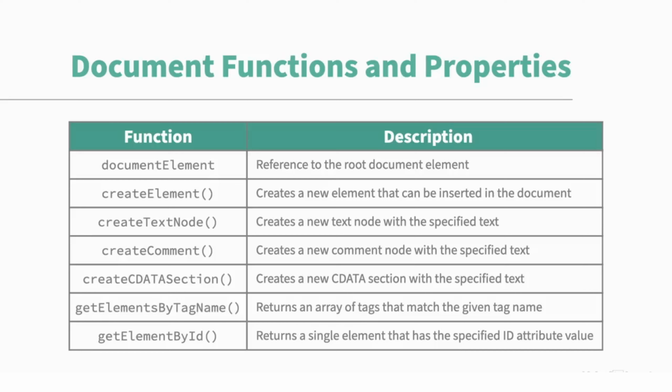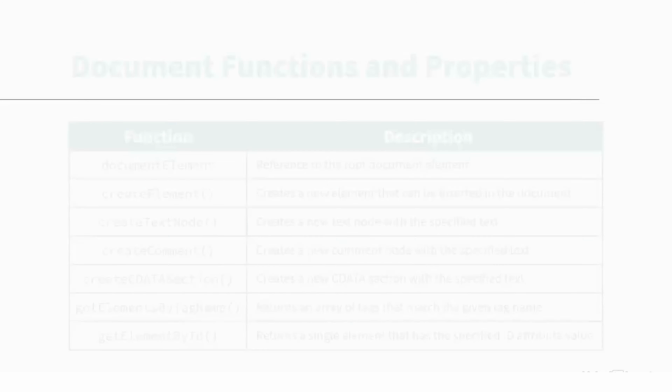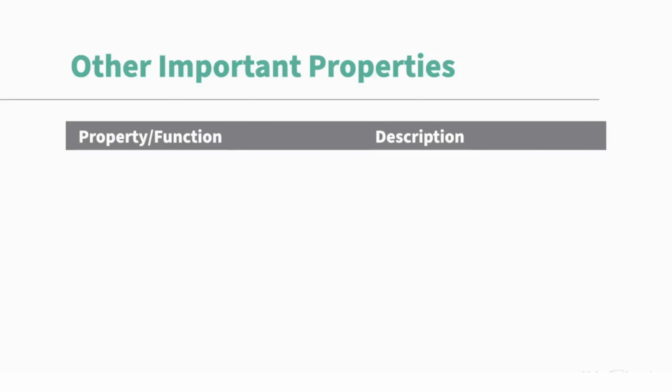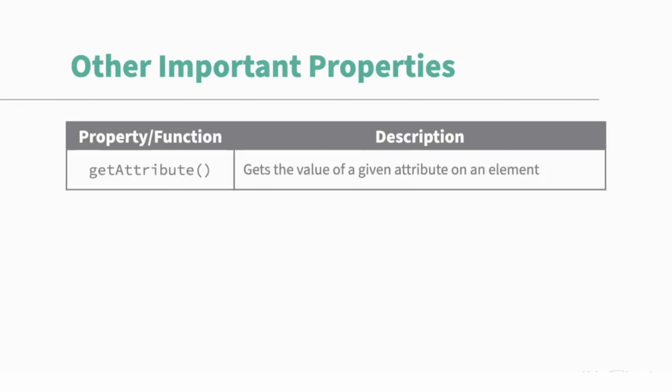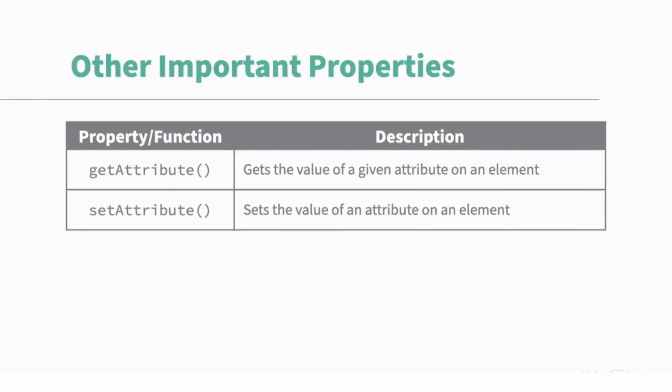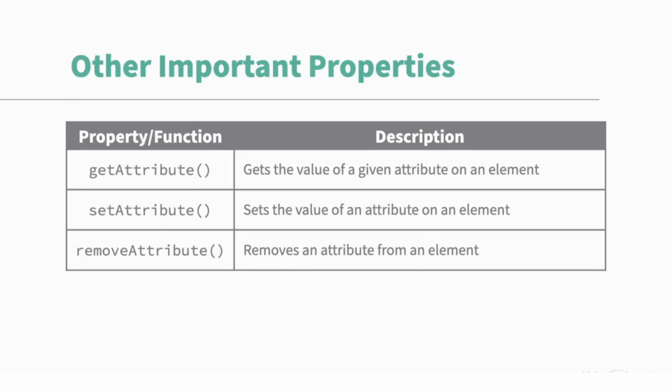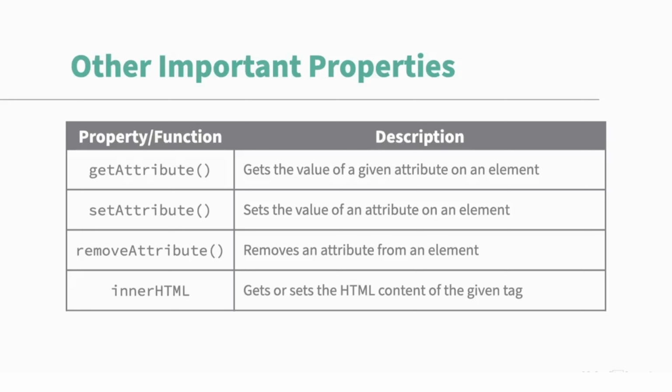You can also call get element by ID, and that will return a single element that matches the ID that you pass in. So if the element has an ID attribute set to a certain string, you can retrieve it using this function. And then finally, there are some other important miscellaneous properties. For example, you can get and set the attributes on a tag and remove a given attribute from an element. There's also a property called inner HTML, and that will give you or allow you to set the HTML content of a given tag. And again, that's for HTML documents, not for XML. Simply by passing in a text string that will contain well-formed HTML, you can change the contents of a document.